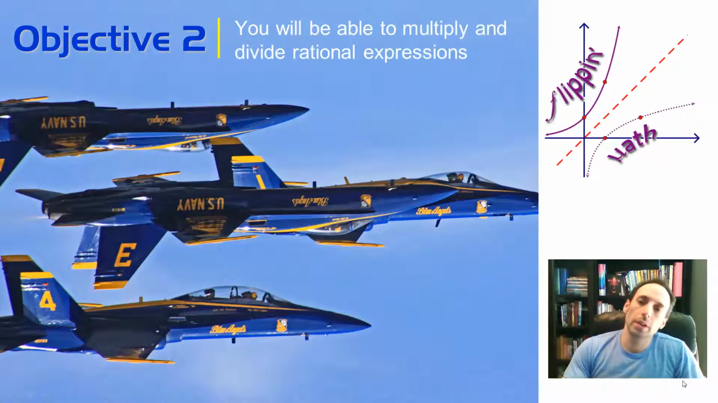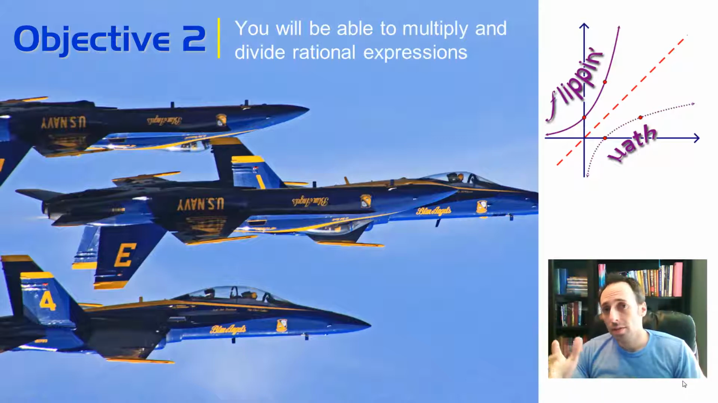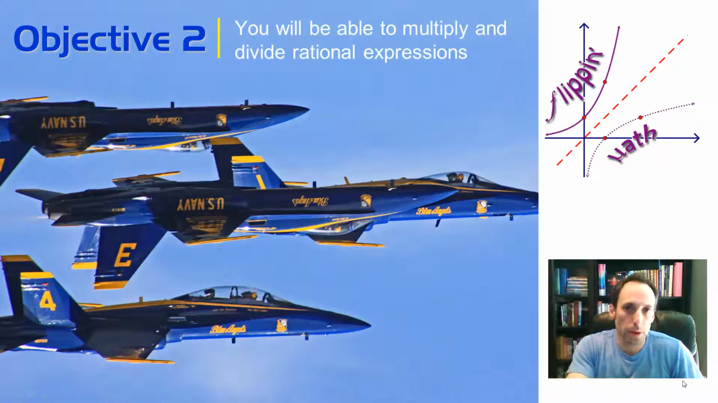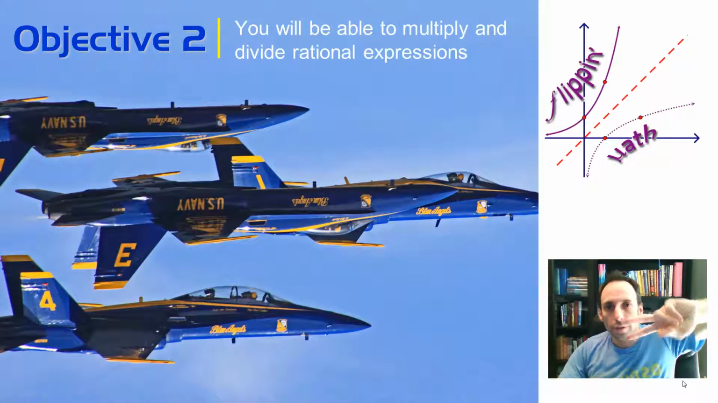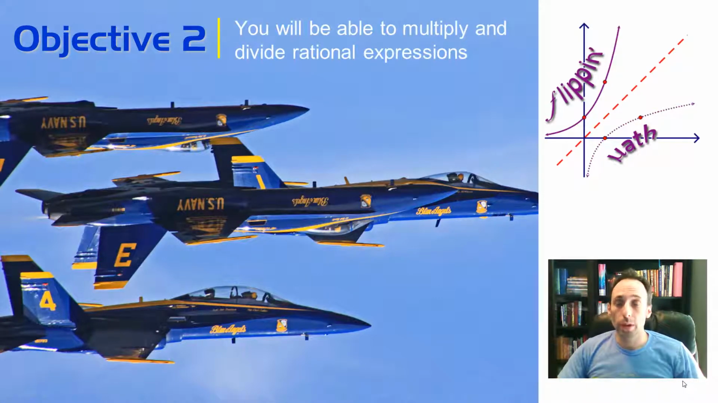Anyway, so in objective 2, we're multiplying and dividing rational expressions. You're going to see that this is almost the same thing as multiplying and dividing fractions. Multiplying fractions, very easy, top times top, bottom times bottom. But what do you have to do when you divide two fractions? You're supposed to take the second one, flip it and multiply. So that's where the picture comes in there. With the Blue Angels, you've got some that are flipped over. You've got to flip them before you can multiply.